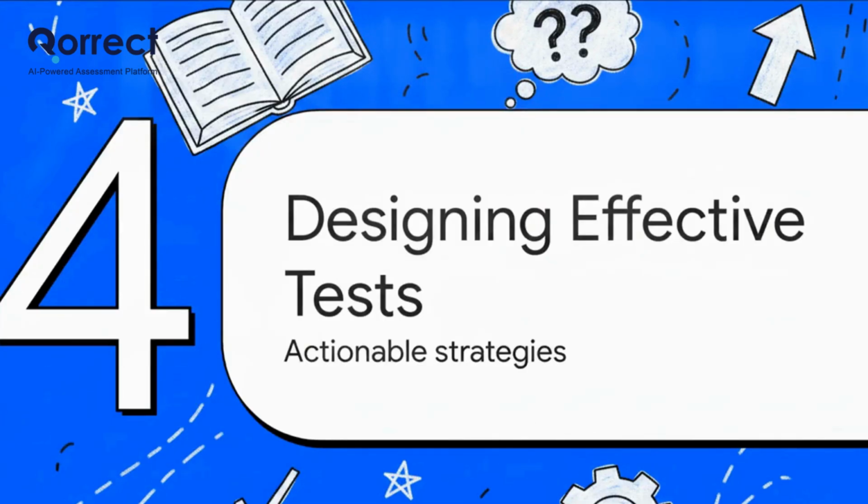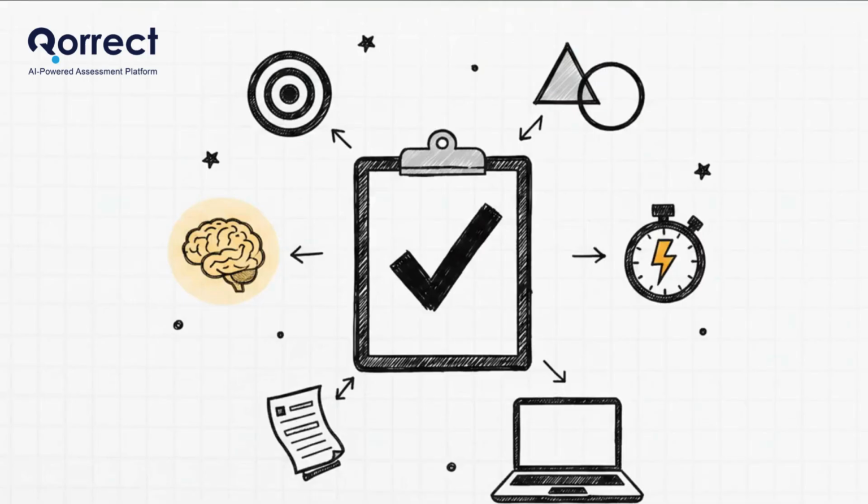Okay, so how do we actually build these? That's Section 4, designing effective tests with actionable strategies. To really make these tests work, you need a rapid-fire checklist for success. First things first, define crystal-clear learning objectives. Next, mix up your question types. Please don't just rely on standard multiple choice. You've got to keep their brains engaged. And most importantly, focus on true conceptual understanding, not just rote memorization.